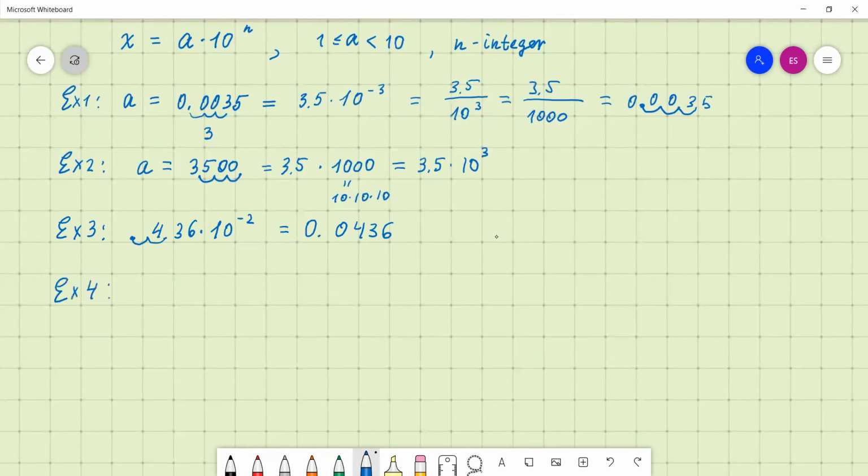Example number 4. Imagine that our number is now 357 times 10 to the power of 2. So how do we write it down as a normal number? Well, we know that 10 to the power of 2 is actually moving the point 2 places to the left. Now we're going to move it 2 places to the right, back. And we get 357. That's our normal number.